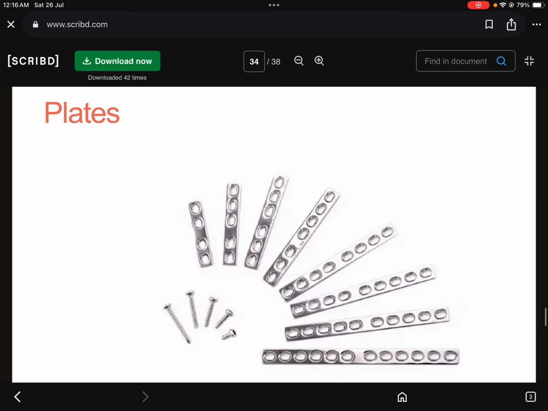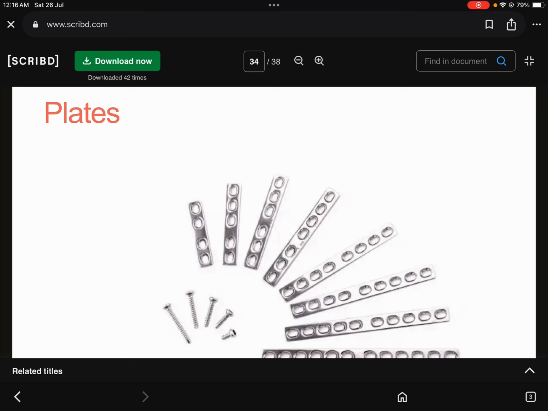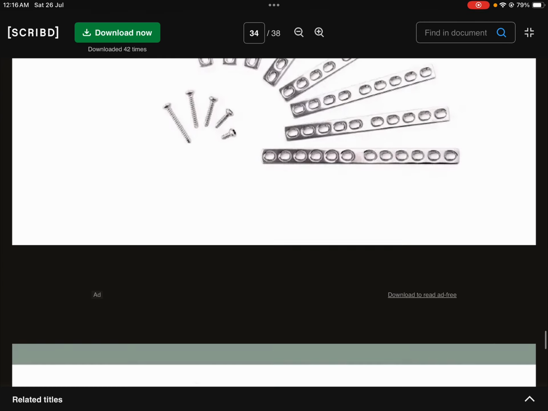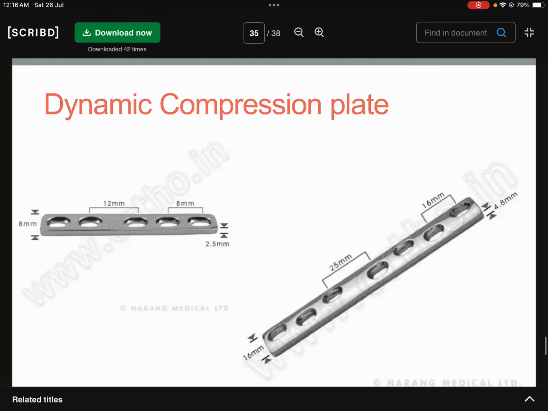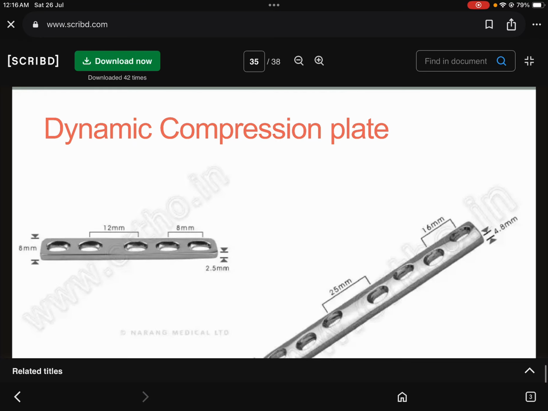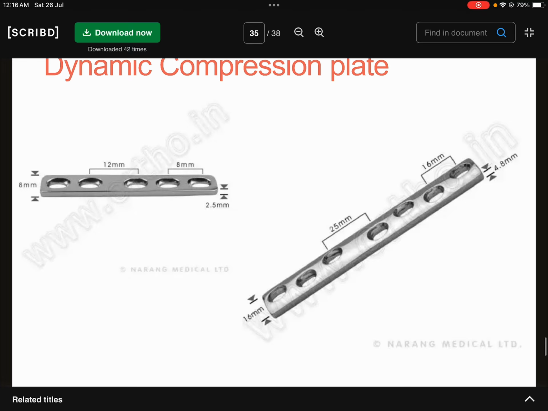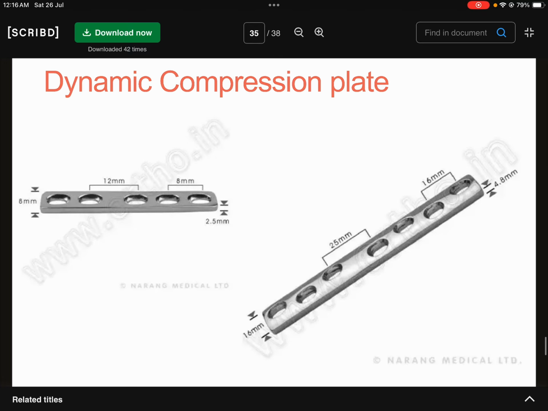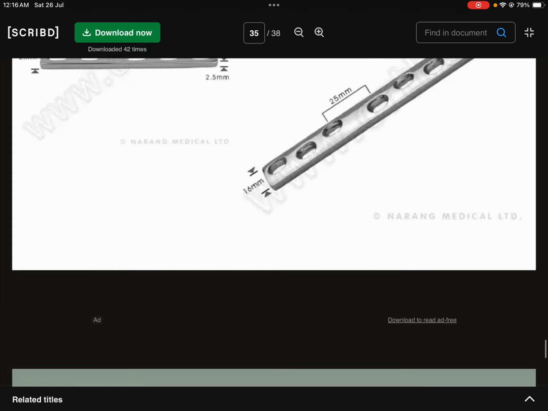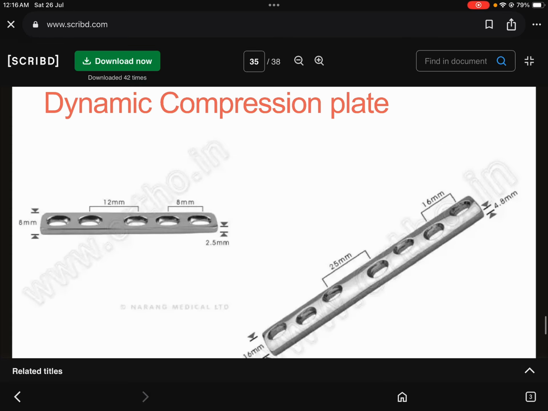This is the plate. This is the Recon plate, non-locking Recon plate. This is the dynamic compression plate, used in both bone forearm fracture, in case of radius and ulna fracture. We fix the ulna and radius by dynamic compression plate, or shaft of humerus. It is called compression plate because it compresses the fracture site. This is the dynamic compression plate.